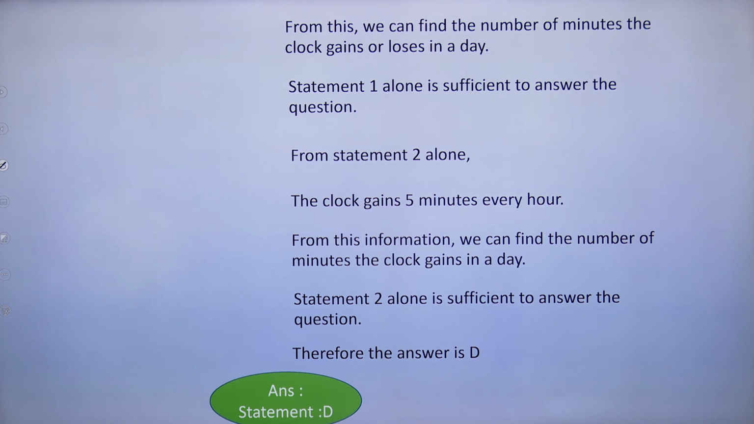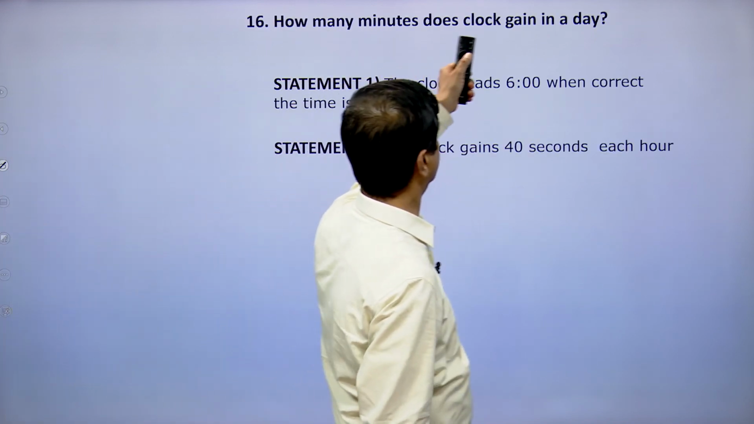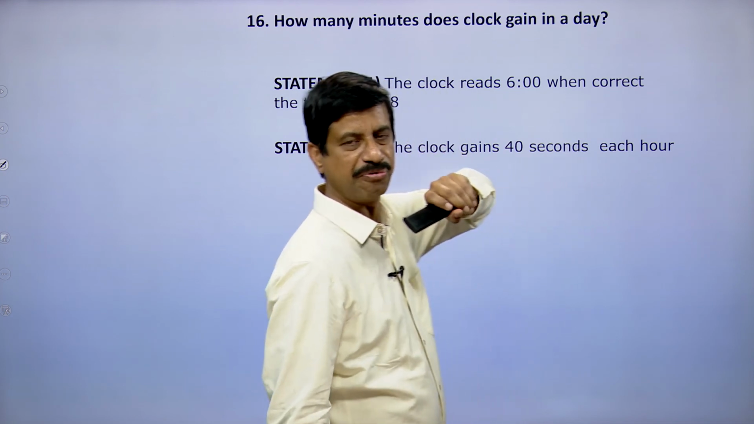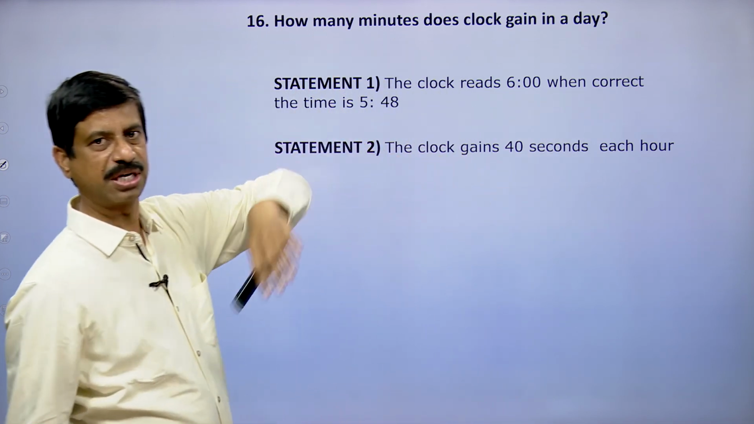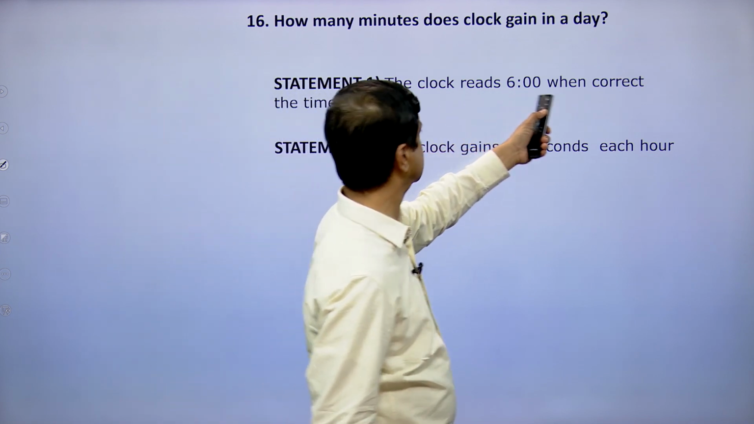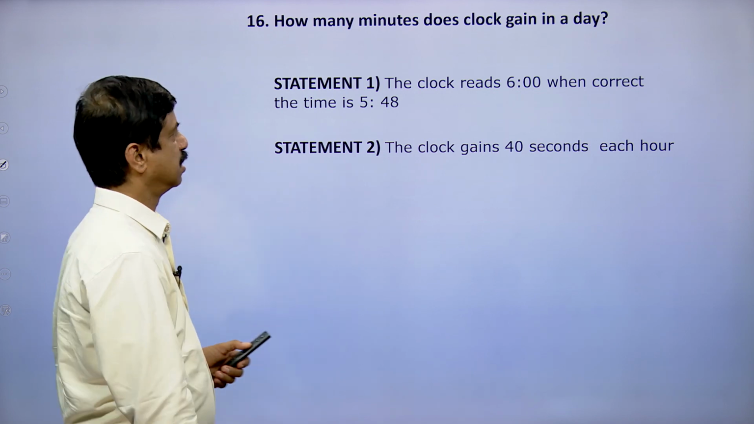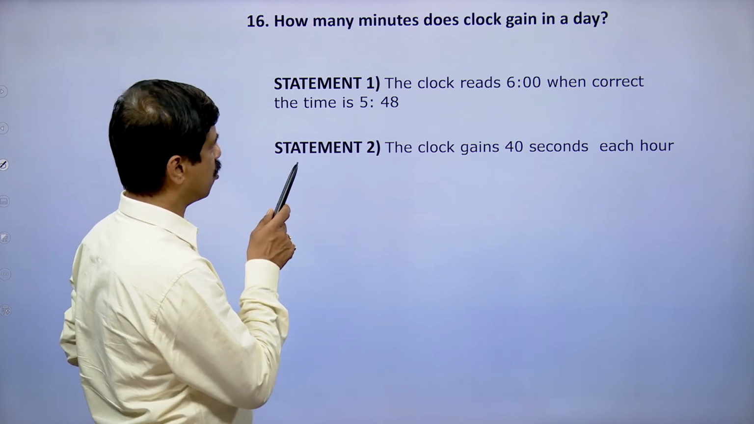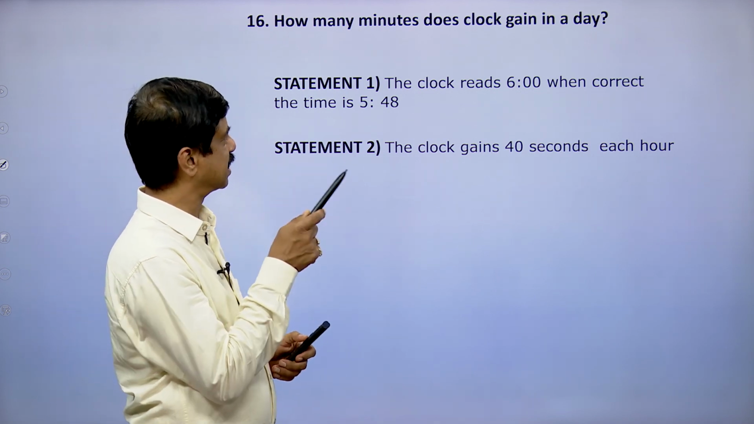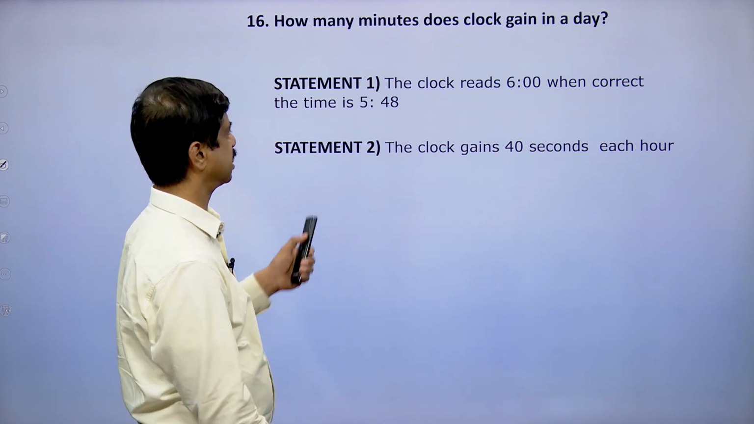Okay, children, so let's go to the next question. Now what does it say? How many minutes does the clock gain in a day? So in one day, how many minutes will that clock gain? Statement 1 says the clock reads 6 when the correct time is 5:48. Means at 5:48 it is showing 6, so it is showing 12 minutes extra.